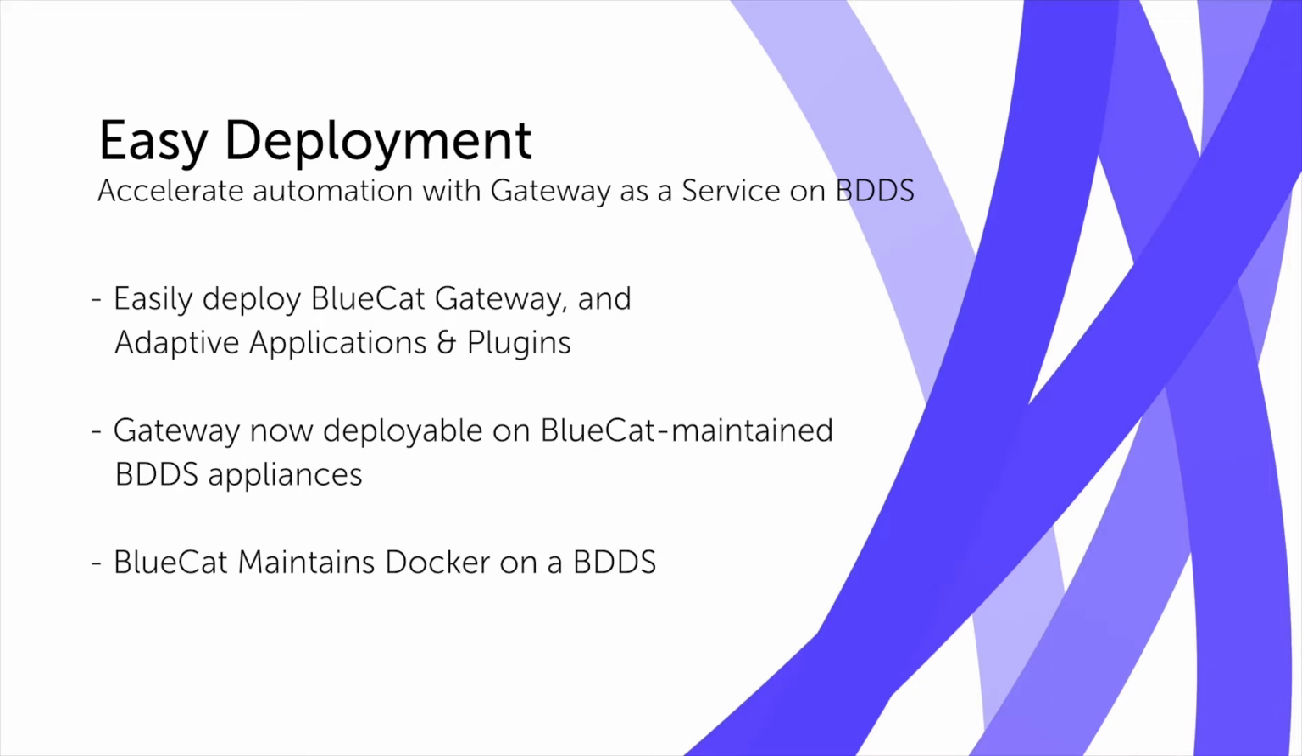Moreover, Gateway has become the software development kit for adaptive DNS. Adaptive apps and plugins built on Gateway are able to bring value to our customers much faster than through the traditionally longer cycle of Integrity. With Gateway now deployable on BDDS, customers are assured that it is now a resilient part of their infrastructure, instead of customers needing to maintain both Docker and the OS of the Linux host machine. BDDS is supported and maintained by BlueCat. In addition, BlueCat maintains Docker as necessary through BDDS updates.